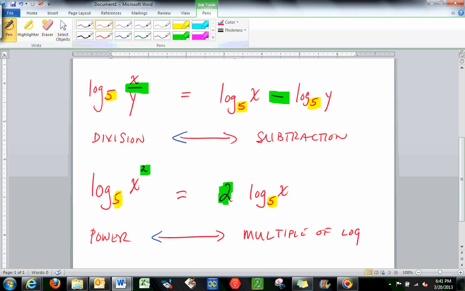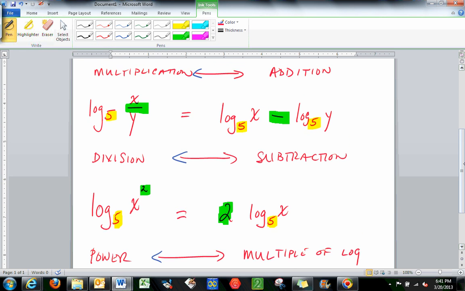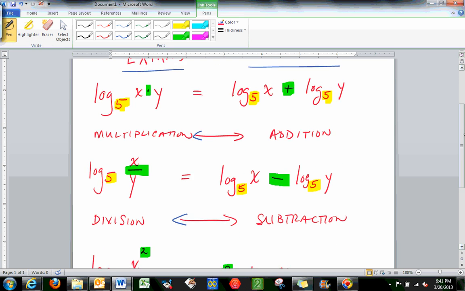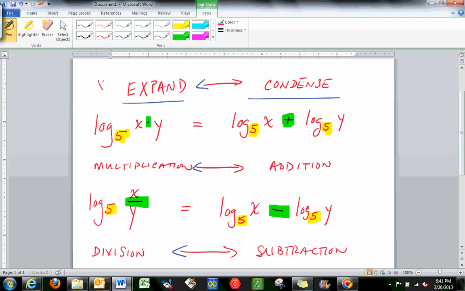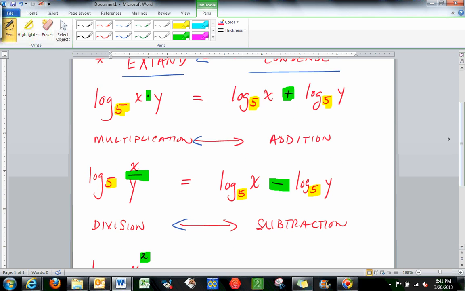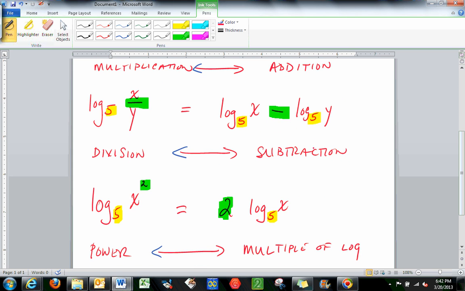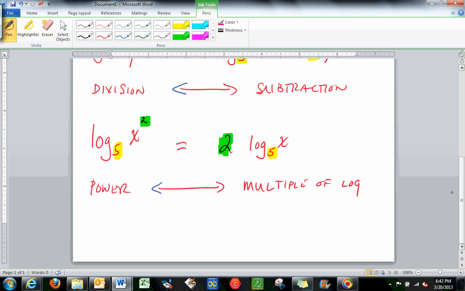So this is a small example of all three of the properties of logs. You'll definitely need to understand the words expand and condense. You'll need to know that multiplication leads to addition, and addition leads back to multiplication. Division leads to subtraction. Subtraction leads back to division. And a power, or an exponent, leads to a multiple of the log. And of course that can lead back to the power.